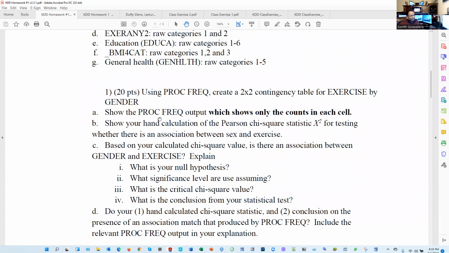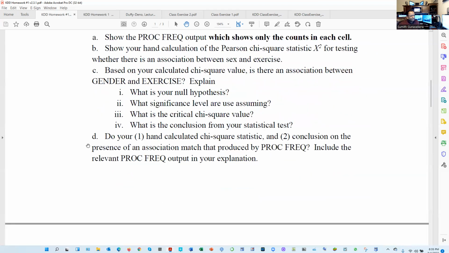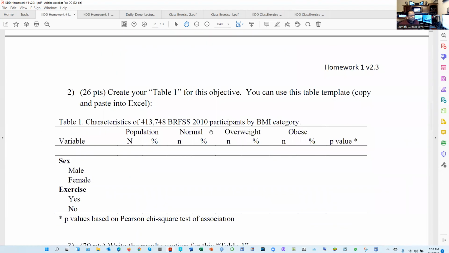So it should go like this. Question number 1, 20 points: A, B, C, under C, 1, 2, 3, 4, and D. And the 26 points, that means based on that one, you're going to fill this.